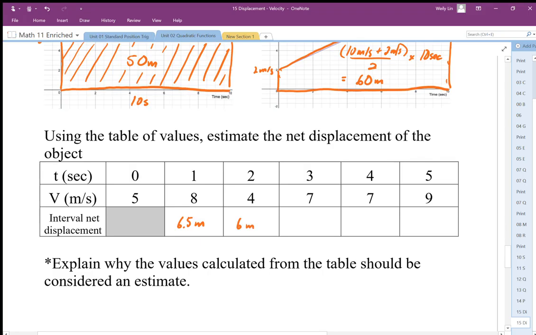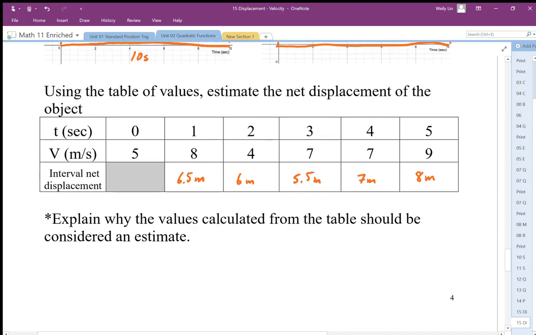So we can use the velocity times time to find our displacement. And although our velocity is changing, we're just going to estimate the displacement by using the average velocity. So here in this interval from 2 seconds to 3 seconds, we started at 4 meters per second and ended up at 7 meters per second. So the average is 5.5 meters per second, and that's over 1 second. Here the speed stays constant, so we're going to say that they traveled 7 meters in that 1 second. And here we're going to say that they traveled 8 meters in the last second.